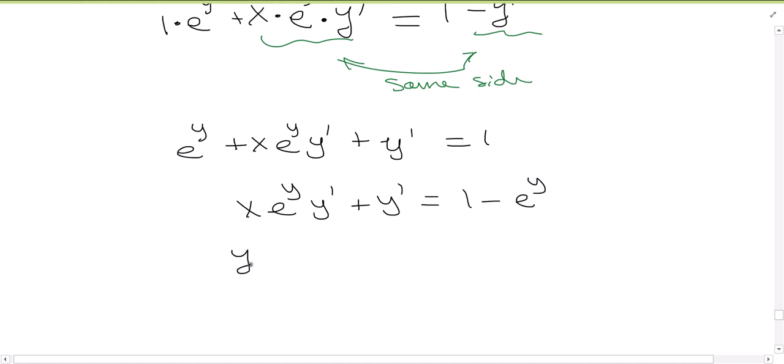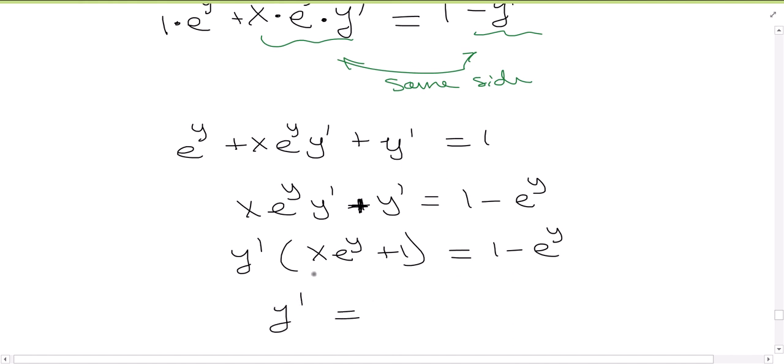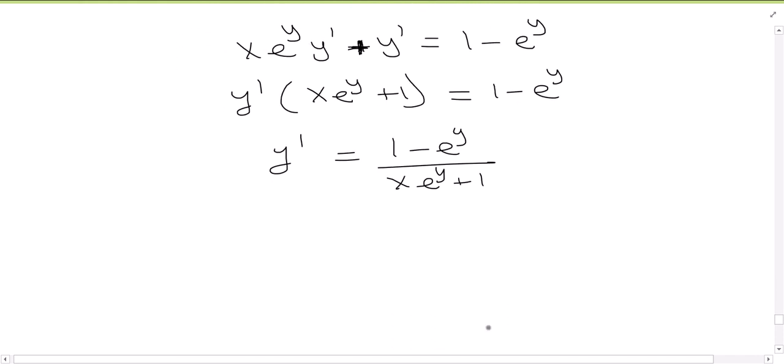And now you can factor out the y prime from here. You have two terms, right? The plus is what gives us the separation of terms. So I have two terms. When I take out a common factor, I should still have two terms inside. Equals 1 - e^y, divide by x e^y + 1. So divide both sides by this quantity. So I'll have y' = (1 - e^y)/(x e^y + 1).